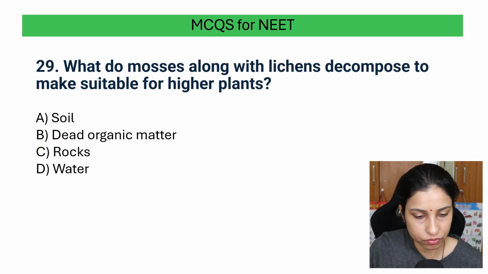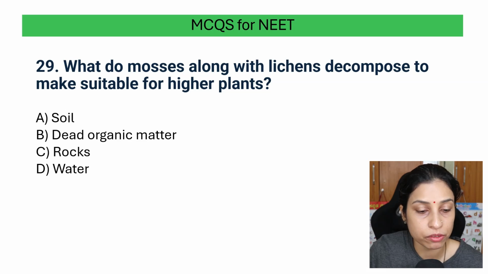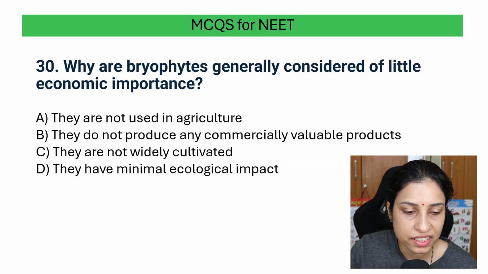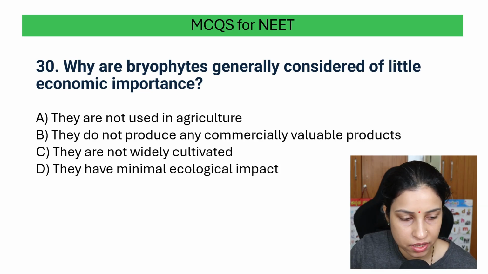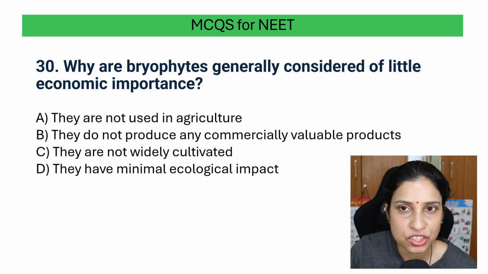Okay. Then, what do mosses along with lichen decompose to make suitable for higher plants? Why are bryophytes generally considered of little economic importance? Because they are not used in agriculture, they do not produce any commercially valuable product, they are not widely cultivated, and they have minimal ecological impact. The answer is B, because commercially valuable products are not produced from these bryophytes.